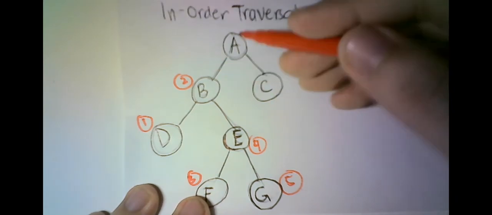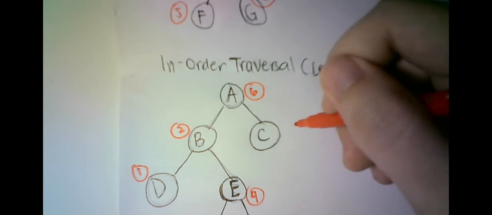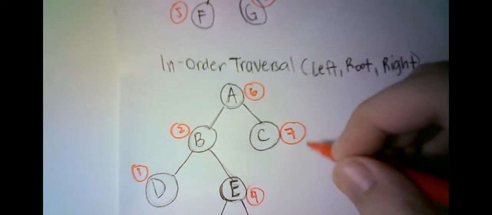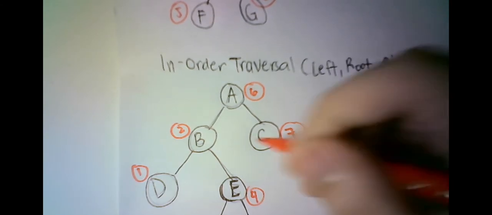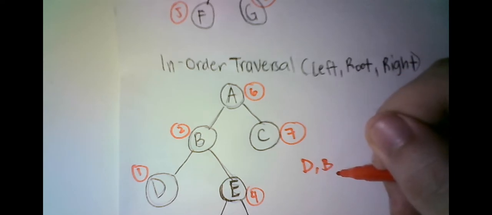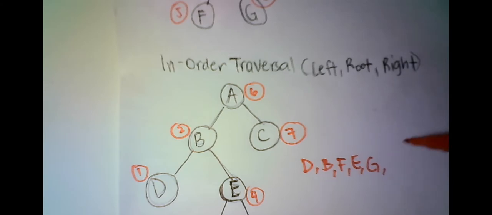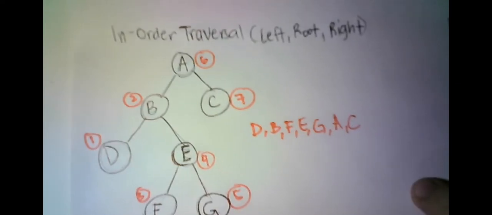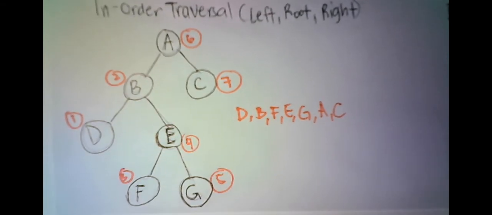Then you go to the root here, which is A. This is our 6th. Then you go to the right, which is C. Now this is our 7th. So if you put them in order, this is D, you go to B, you go to F, then you go to E, then G, then A, then C. Alright, so that's how you do it. That's the in order traversal.